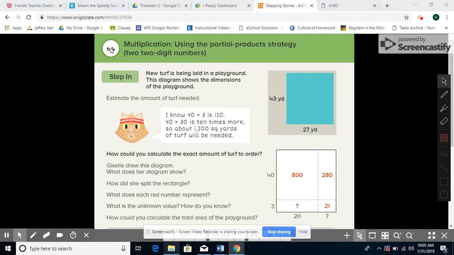This is Stepping Stones lesson 6.4. We are still using the partial product strategy for multiplication, but now we are going to do two-digit numbers.